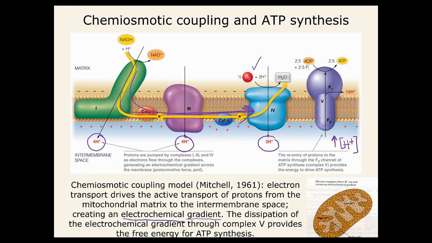And so you have a high amount of H plus, and what's going to happen is it's going to flow through ATP synthase. Here's the ATP synthase, complex 5, and that flow back through that protein is going to phosphorylate ADP to ATP.